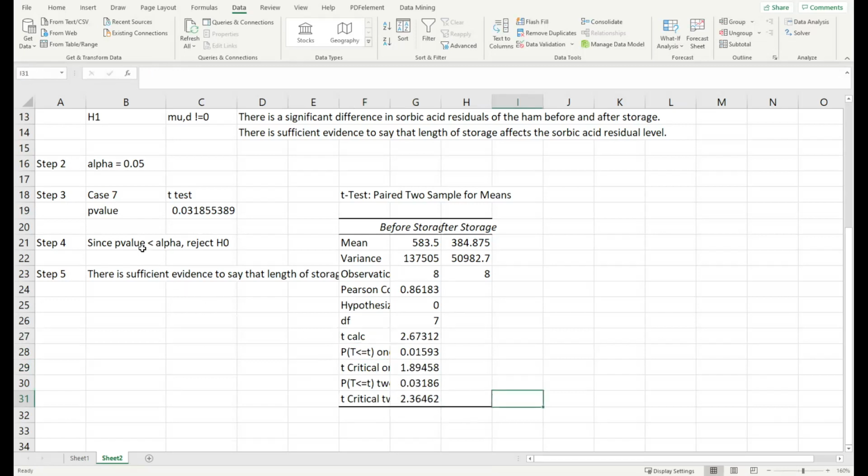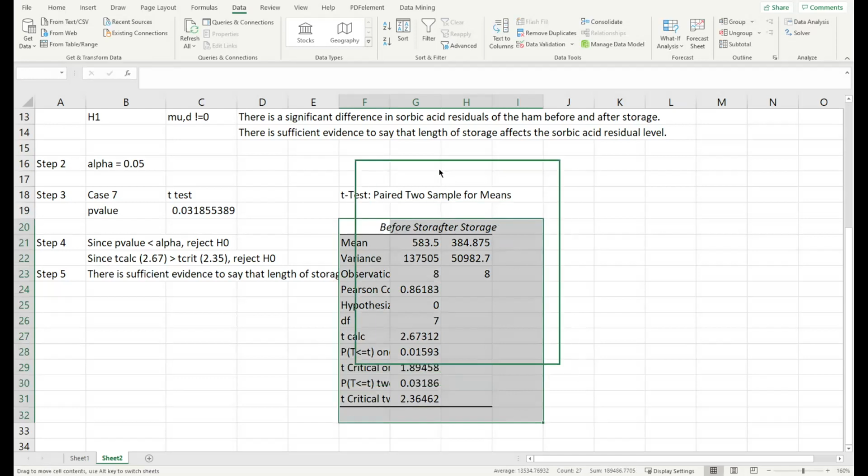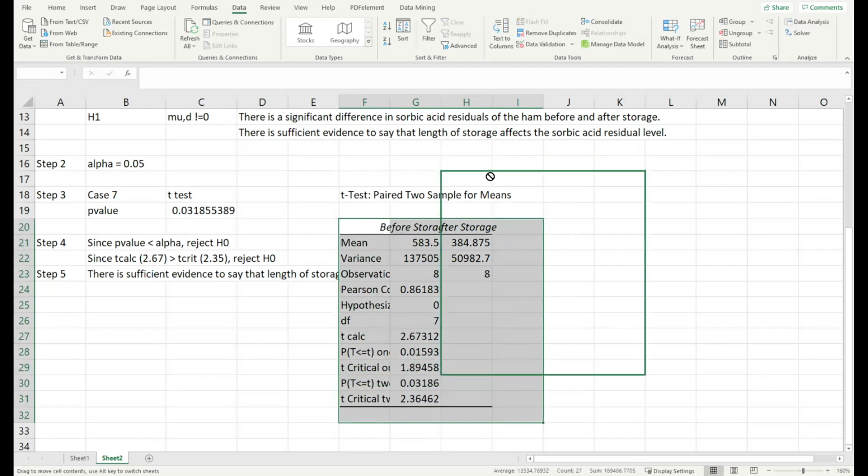So, if you notice, since t-calc, that's 2.67, is greater than t-crit, which is 2.36, then we reject H naught. Pwede ganyan, no? If we use this table. Okay? Lipat lang natin somewhere dito.